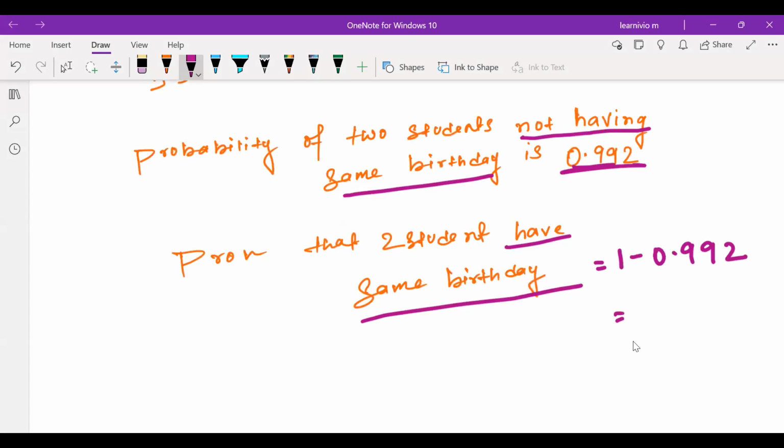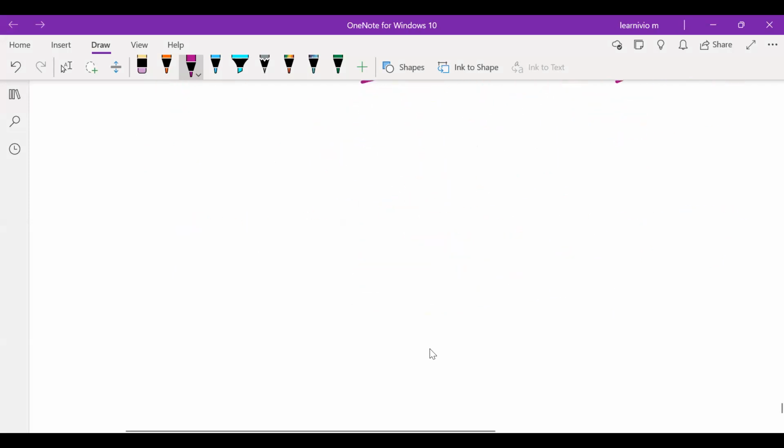Yes, ma'am. So not having the same birthday is 0.992. So having the same birthday will be 1 minus 0.992. Yes or no? Yes, ma'am. Okay. So let's move to the next one, which says that a bag contains 3 red balls.